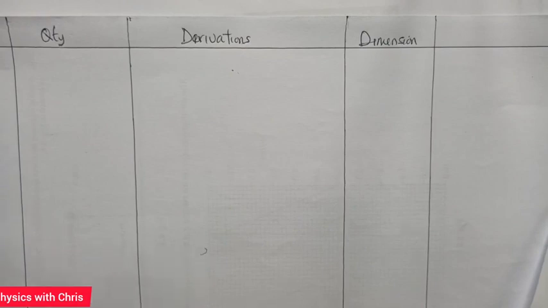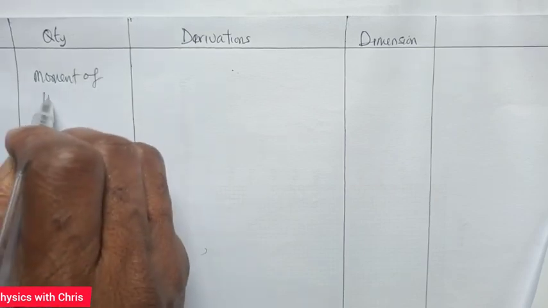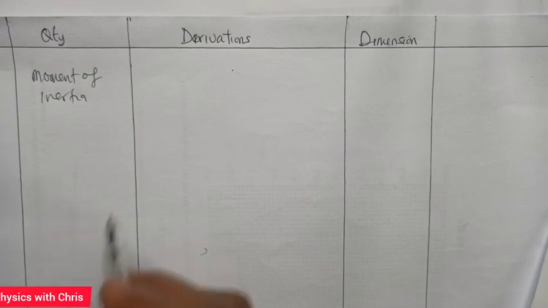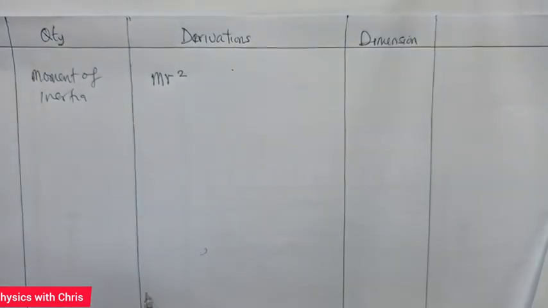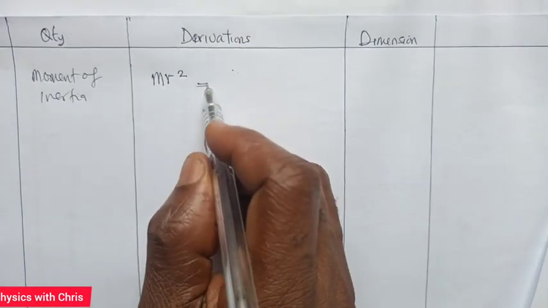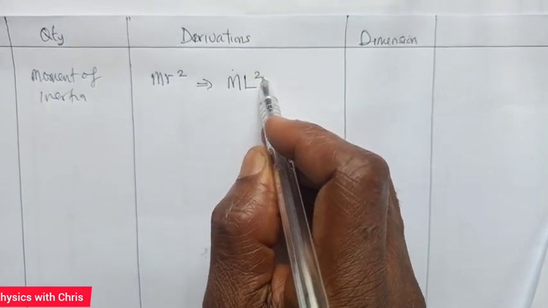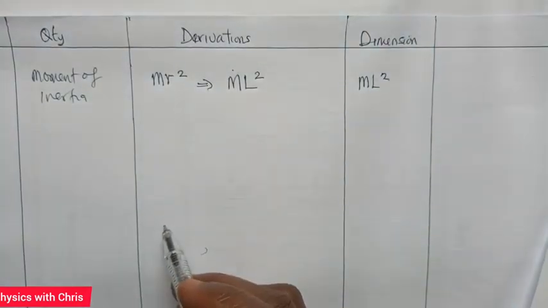Now how about the dimension of moment of inertia? Moment of inertia is defined as m, the mass of the body, multiplied by the radius squared. This applies to a rotating body. Now we have the dimension of mass as M and radius as L squared. That gives the dimension of moment of inertia. So once you know the definition of this quantity, you can easily find out its dimension.